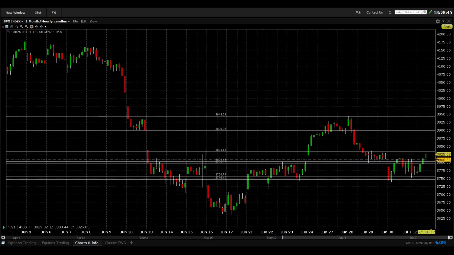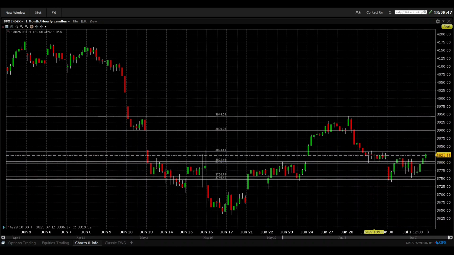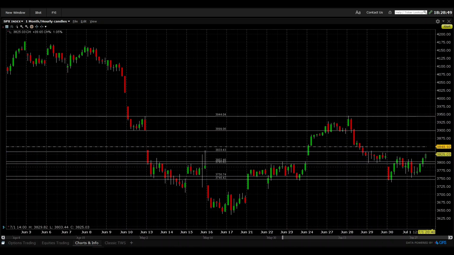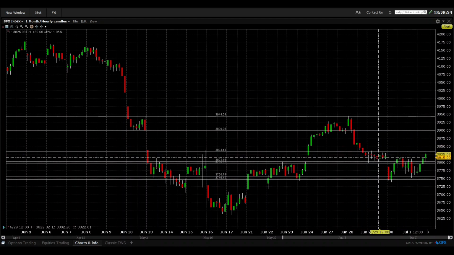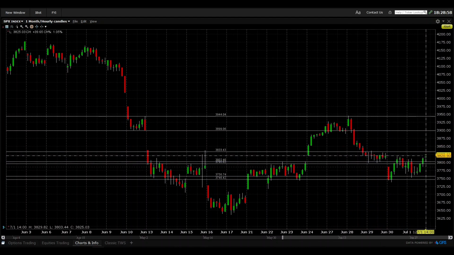So as you can see now, we're back and we're testing this supply zone here. So if we can break out over it, we can create another imbalance, and this can become a demand zone again for the future. But as of right now, you should expect it to fail because it's heading into a supply zone, and we expect these levels to hold unless they prove otherwise.